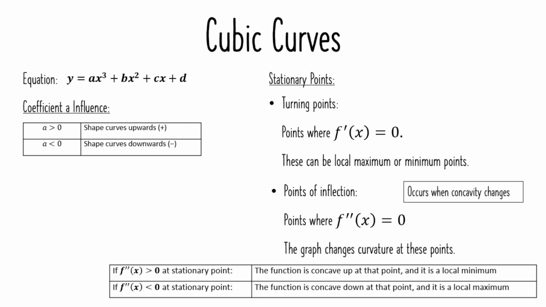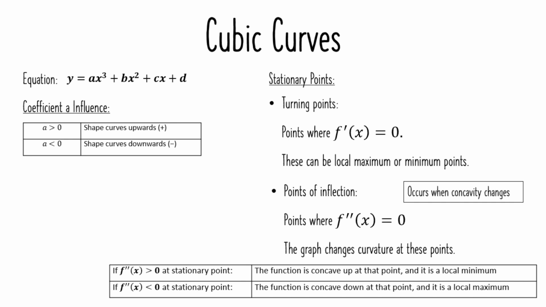Next, we will focus on the properties of cubic curves defined by the equation y equals ax cubed plus bx squared plus cx plus d. Now, the general form of a cubic curve is y equals ax cubed plus bx squared plus cx plus d, where a, b, c, and d are coefficients and constants that determine the shape and the position of the curve.